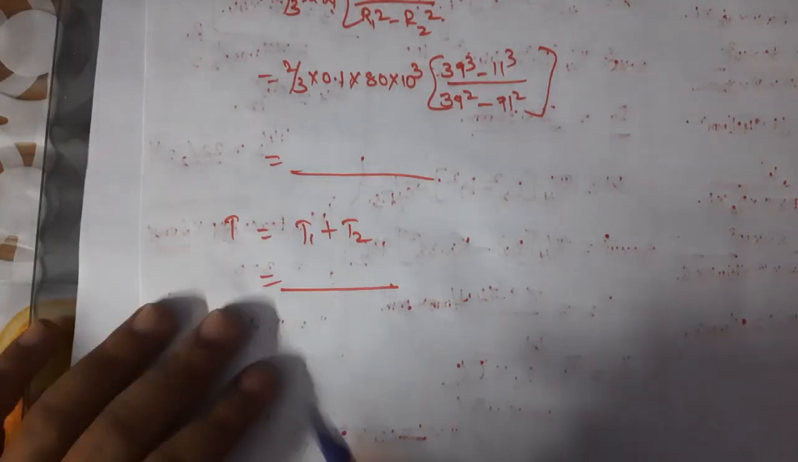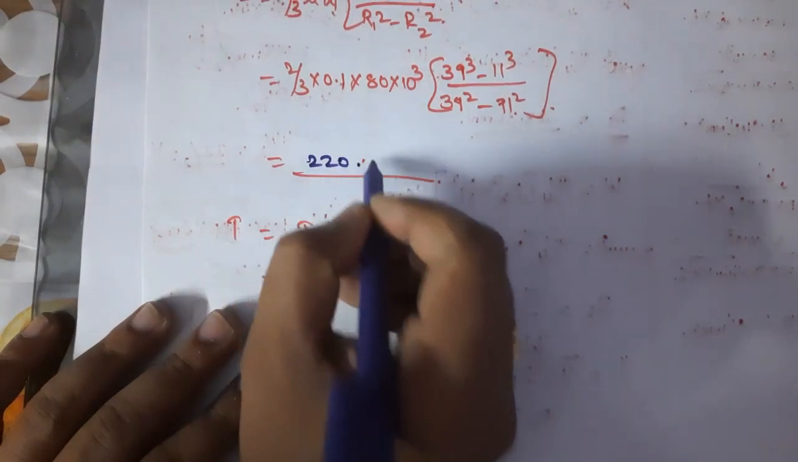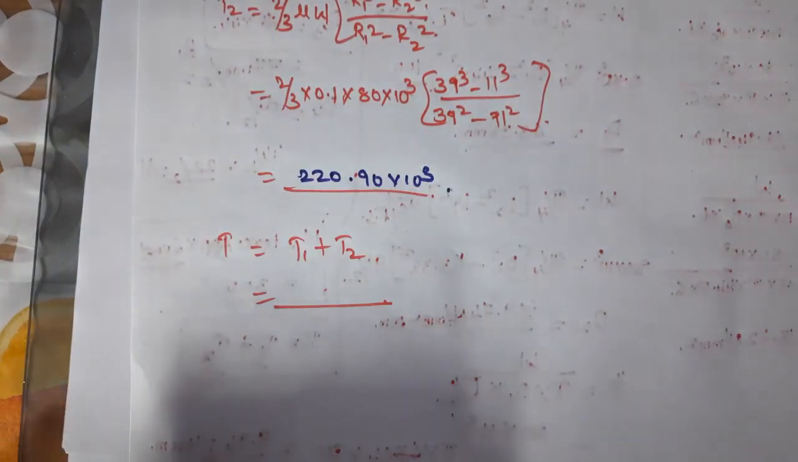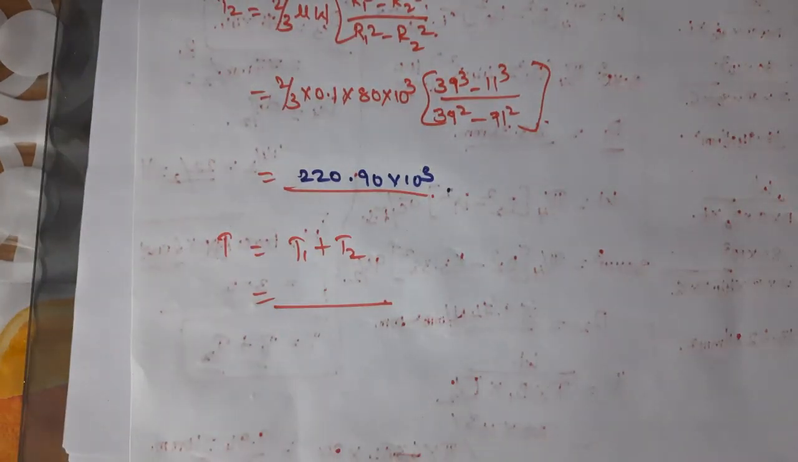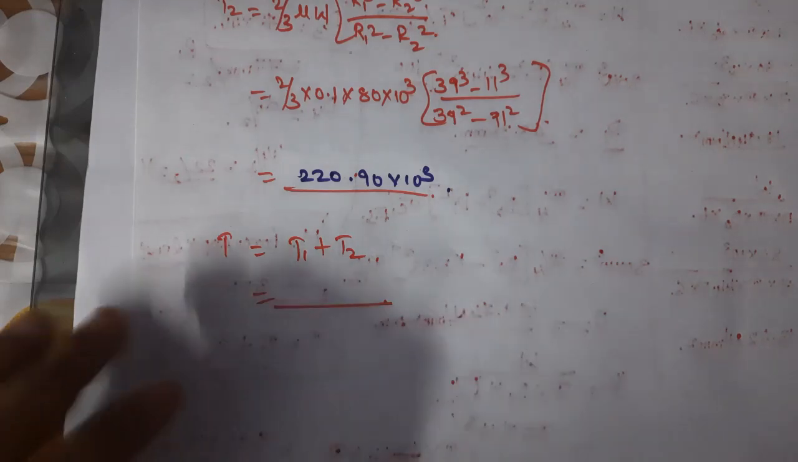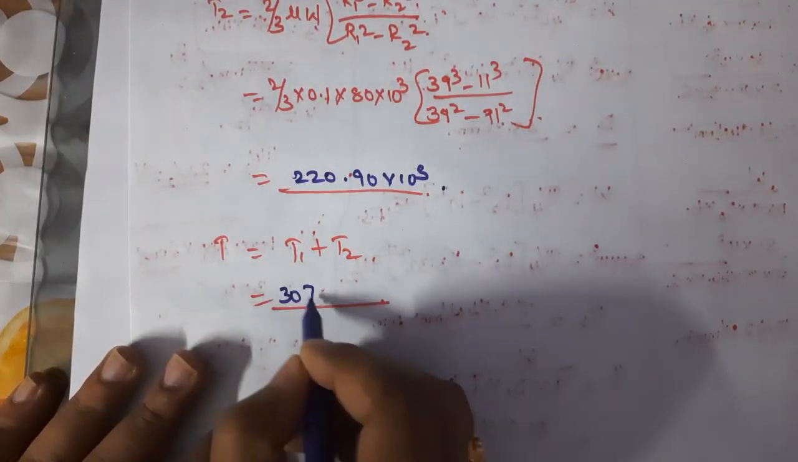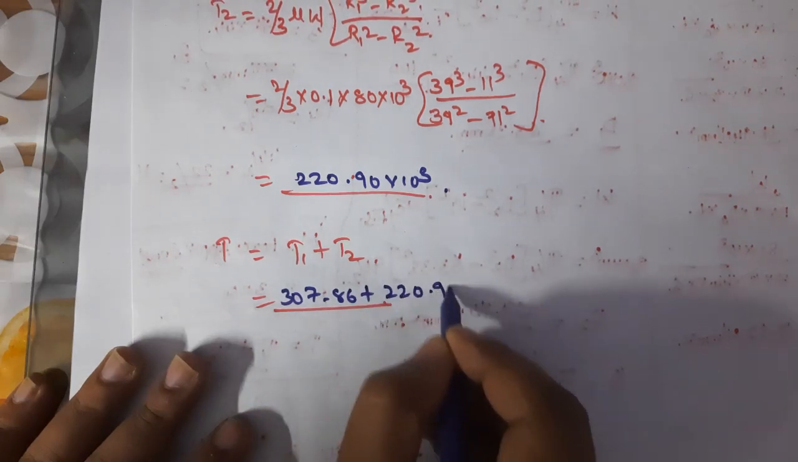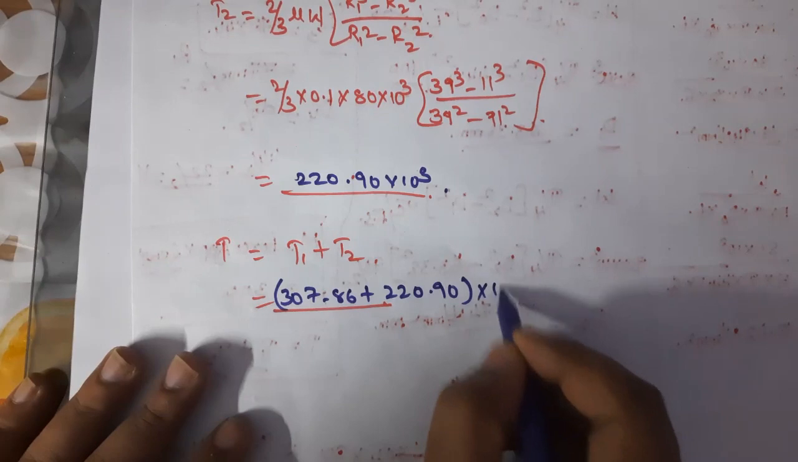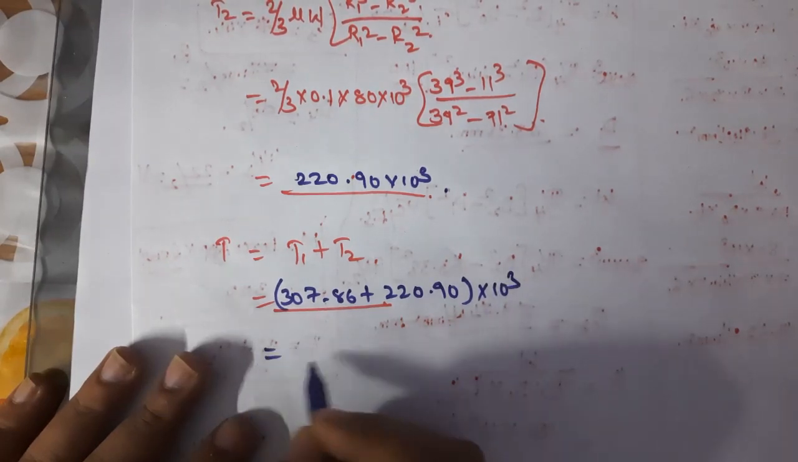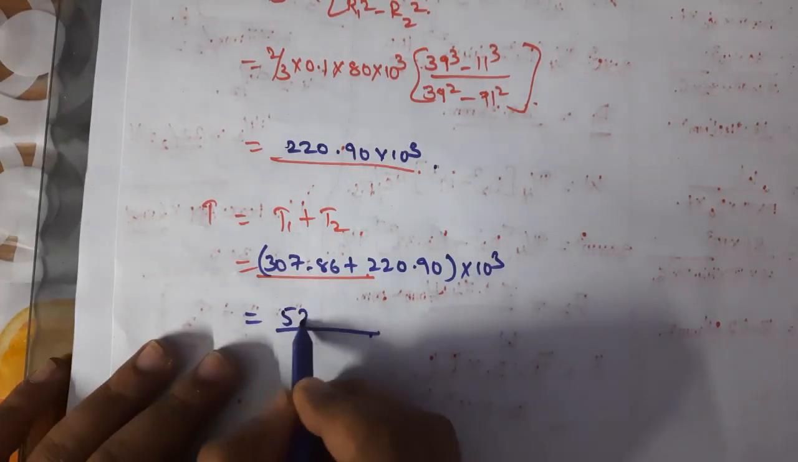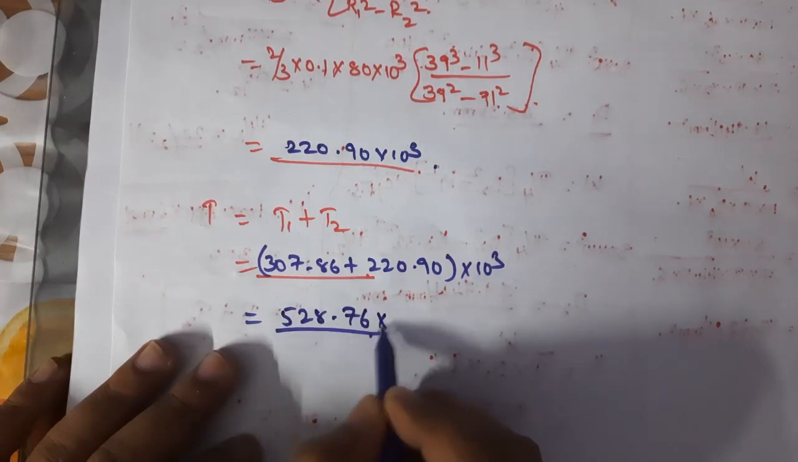I have got an answer of 220.90 into 10 to the power of 3. The T1 that I have got is 307.86, so 307.86 plus 220.90 into 10 to the power of 3. So I have got an answer of 528.76 into 10 to the power of 3.